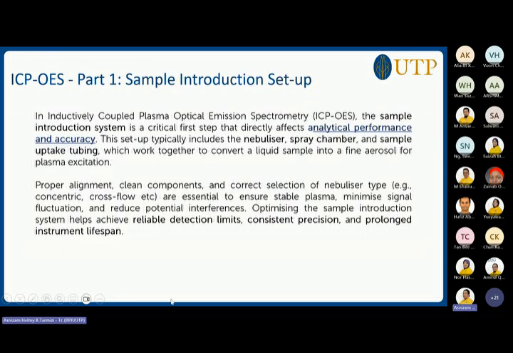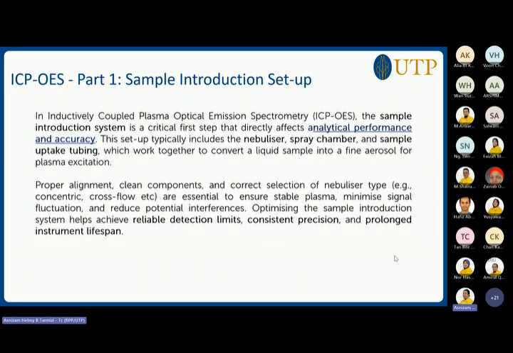Part 1, sample introduction setup. In inductively coupled plasma optical emission spectrometry, ICP OES, the sample introduction system is a critical first step that directly affects the analytical performance and accuracy. This setup typically includes nebulizer, spray chamber, sample uptake tubing, which work together to convert the liquid sample into the aerosol for the plasma excitation.